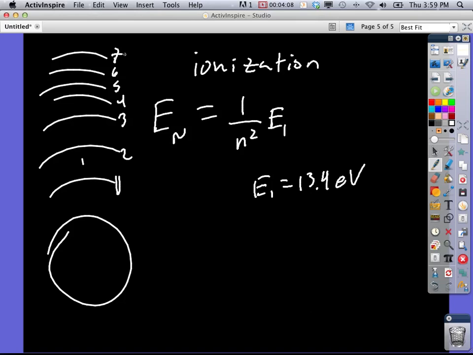Or if I told you that an electron started at 5 and dropped down to 2 and then released a photon, what would be the frequency of that light? Do it now. How much in electron volts?